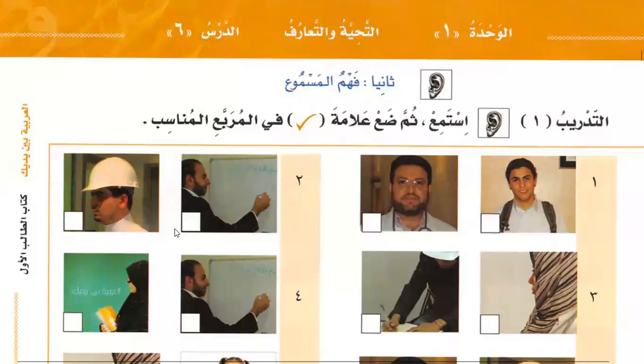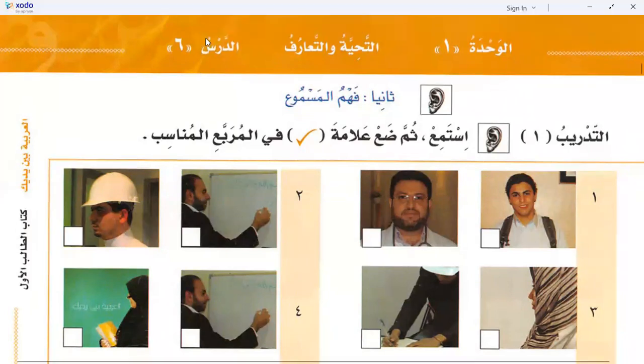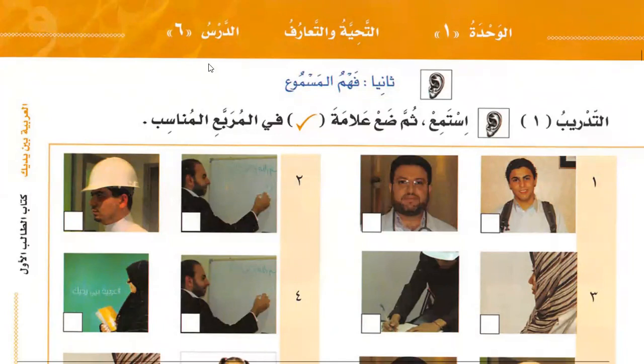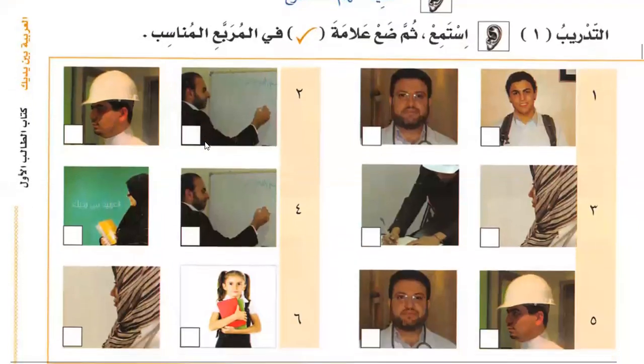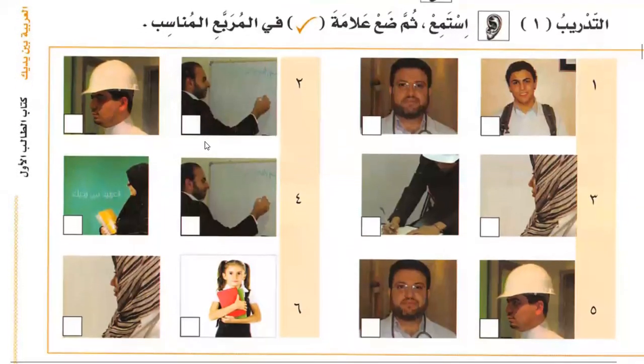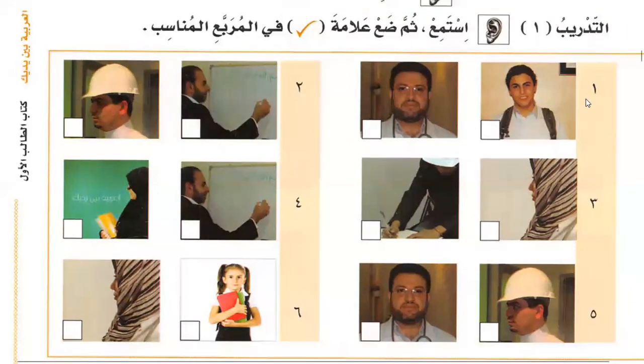Unit One: Greetings and Introduction. Sixth Lesson. Secondly, understanding what you hear. First exercise: listen, then put a check mark in the correct box. So he's asking you to put the check mark in the correct or appropriate box. You have two options in every question.